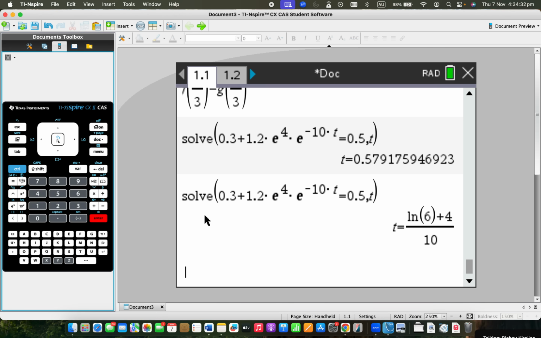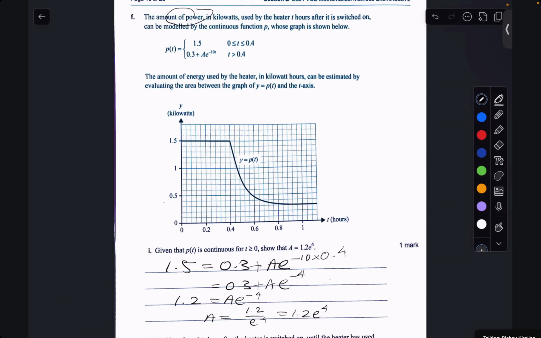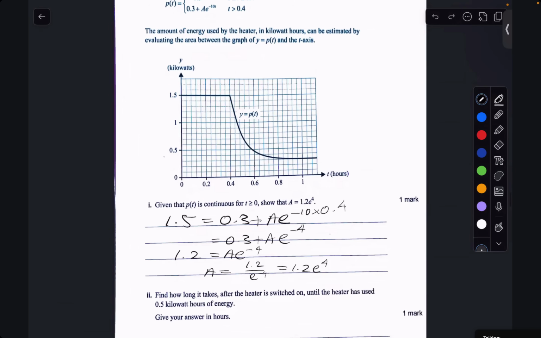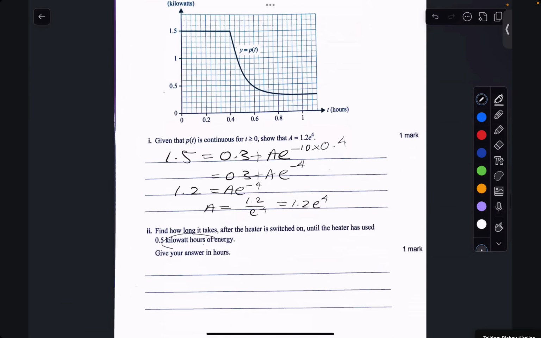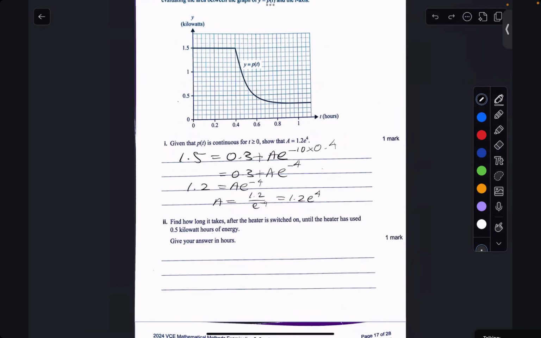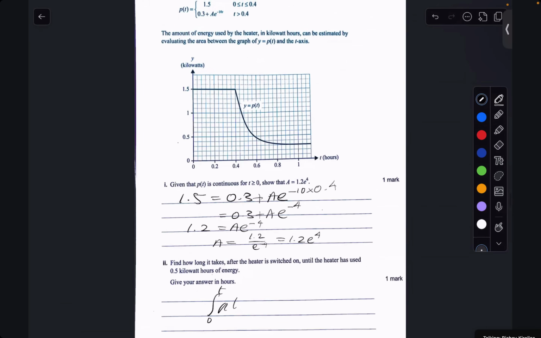Oh, I made a mistake. So here, this is just the amount of power, and this is the amount of energy. The area is the amount of energy, and we want when it's used 0.5 kilowatt hours of energy. So we probably should define it and say the integral from 0 up until a certain time of P of T dt is equal to 0.5.